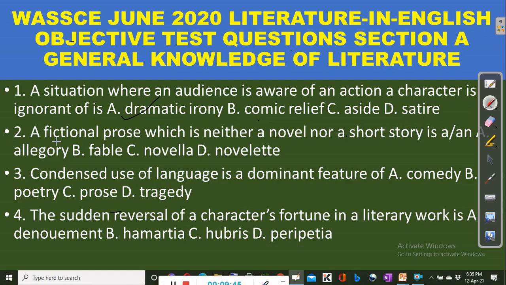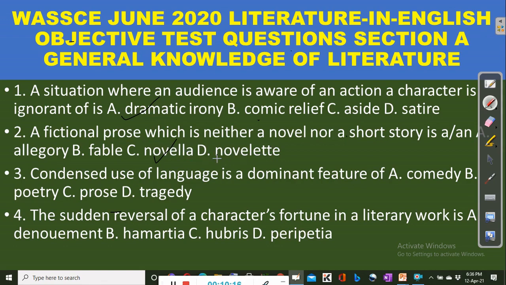Now, number two, we have a fictional prose, which is neither a novel nor a short story, is A, allegory? No. B, fable? No. C, novella? Yes. I will explain why. D, novelette. Well, novella and novelette are related because they are all related to the novel.